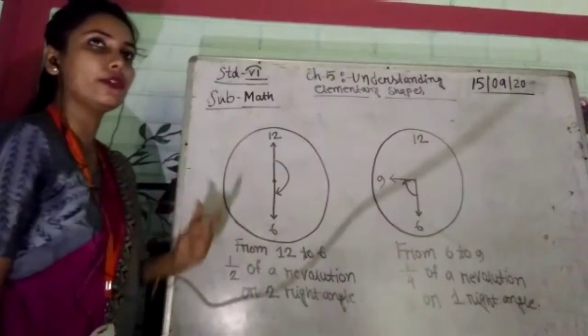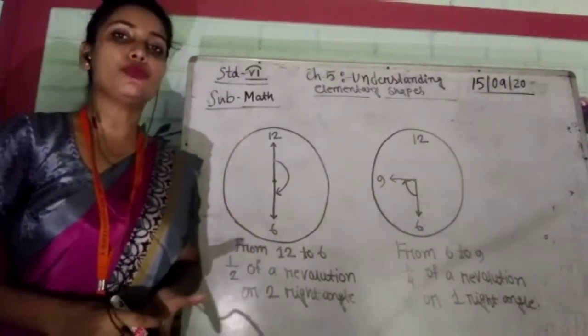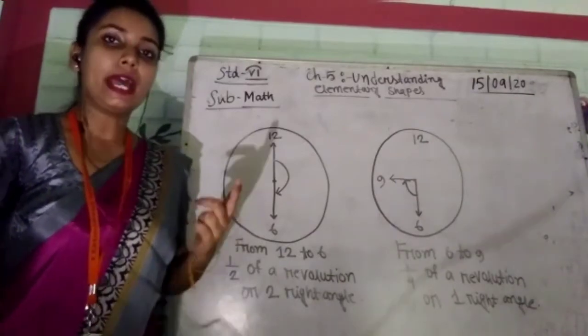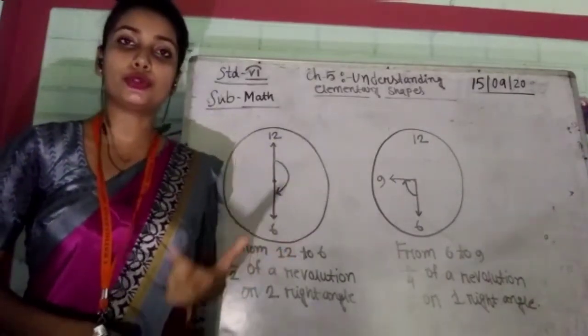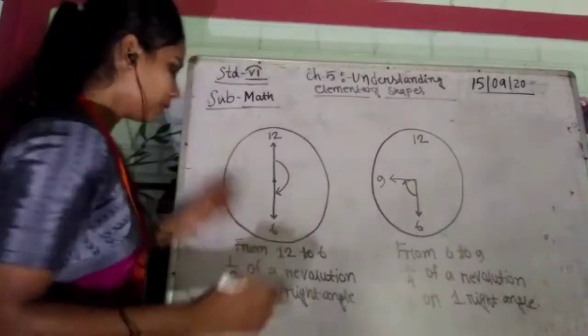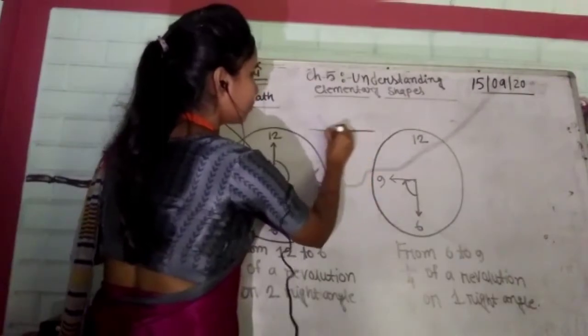Okay, so what is the value of a straight angle? We know that the value of a straight angle is 180 degrees. Okay, and you should remember one thing, that one straight angle equals 2 right angles. Okay, one straight angle. So here I draw one straight angle.